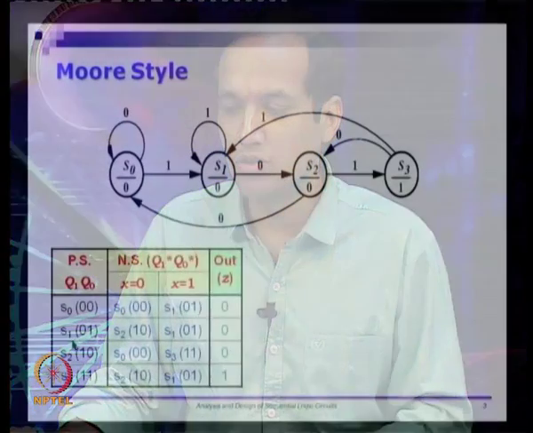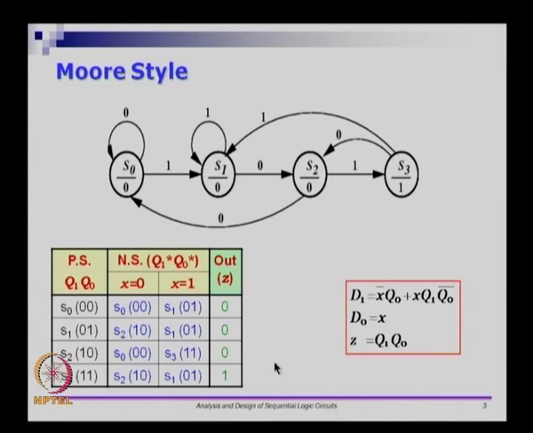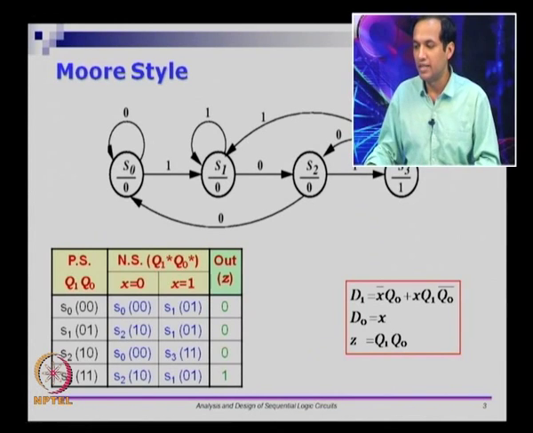Again we have done some assignment here. S0 is 0 0, S1 is 0 1 and so on, and the output bit is given here. You can now go and derive the equations. So D1 is x bar q naught plus x q1 q naught bar, D naught is x, and Z is q1 q naught. So you have 4 states, and this still requires only 2 flip flops. If you already had 4 states in the Mealy machine, the Moore machine may have more than 4 states. So there is a difference between Mealy and Moore.